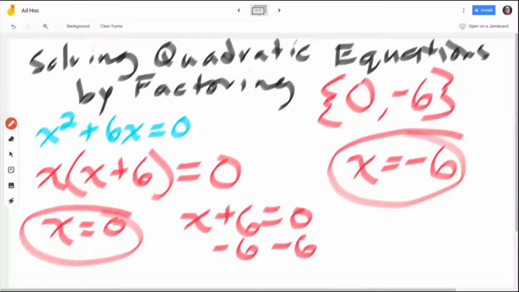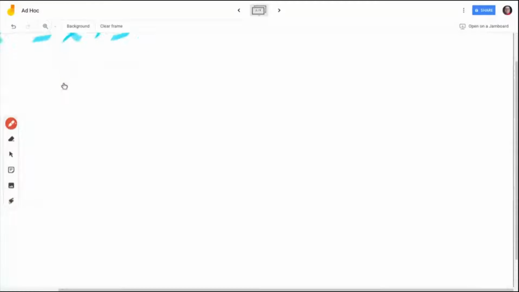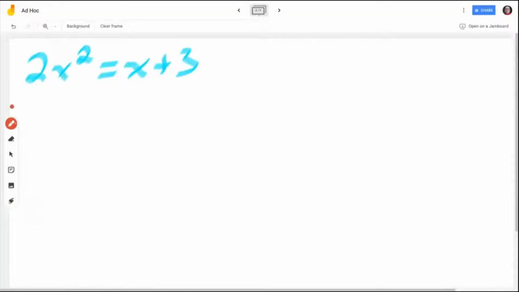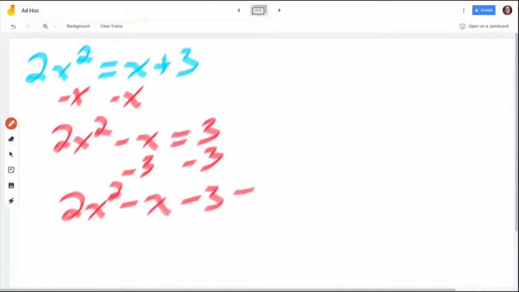Let's look at another one. Here we have 2x squared is equal to x plus 3. And so we have a problem here. It's not equal to 0. So we need to get it in that form. So to make one side equal to 0, I'm going to subtract x from both sides. I'm going to end up with 2x squared minus x is equal to 3. And we're still not equal to 0, so let's subtract 3 from both sides. And so we'll have 2x squared minus x minus 3 is equal to 0.